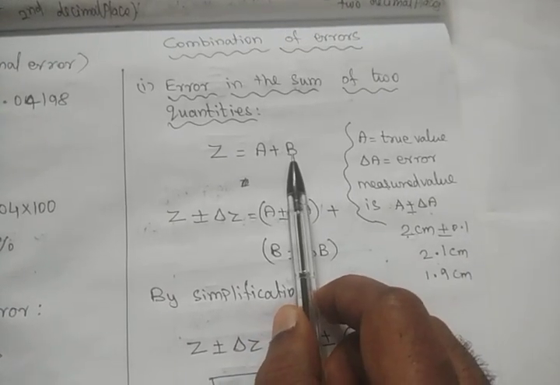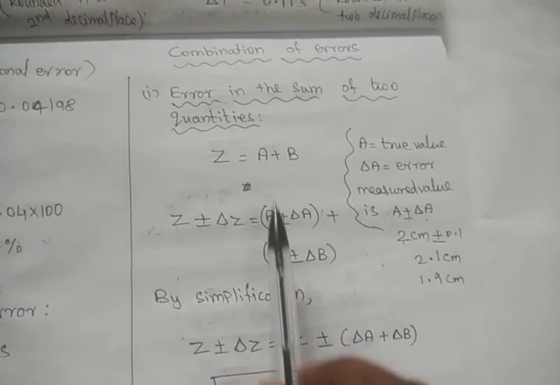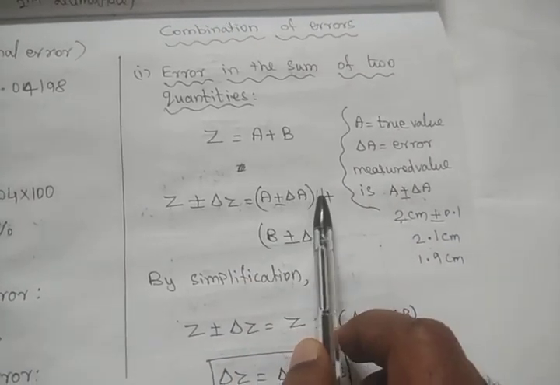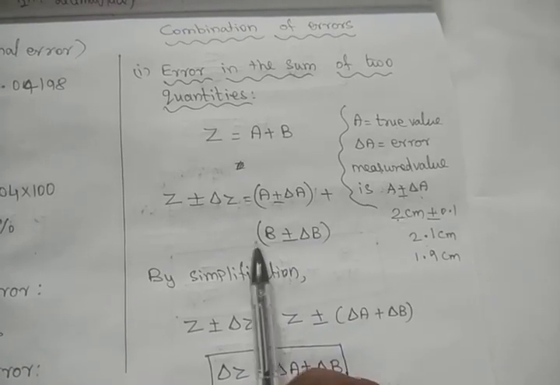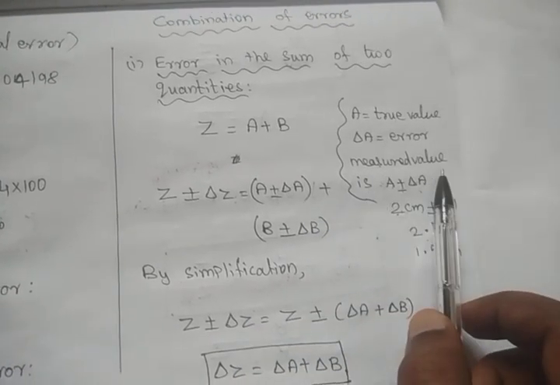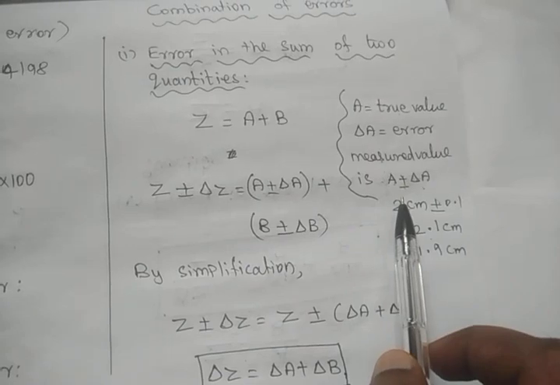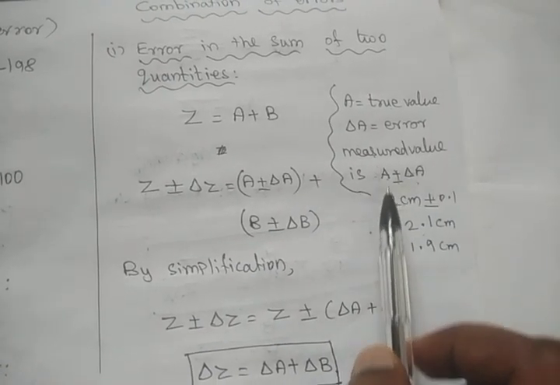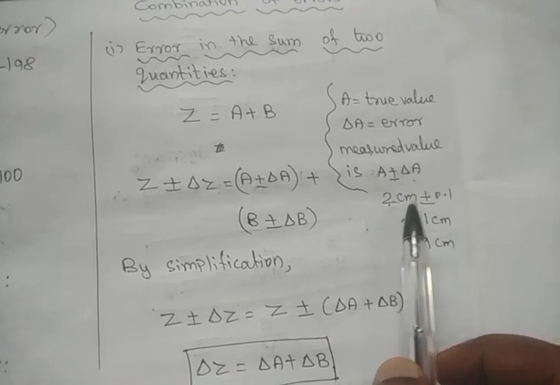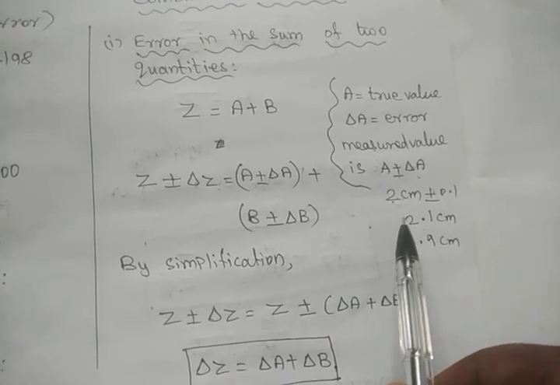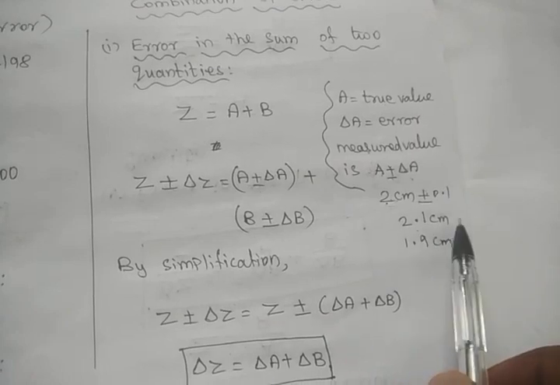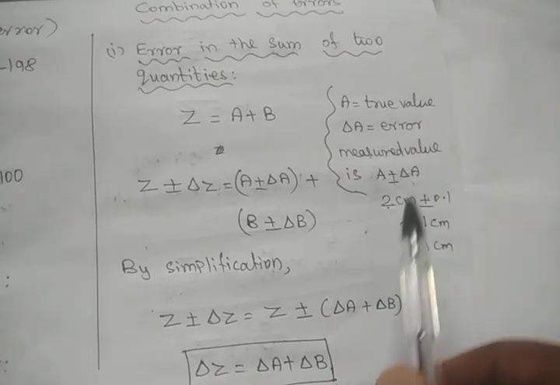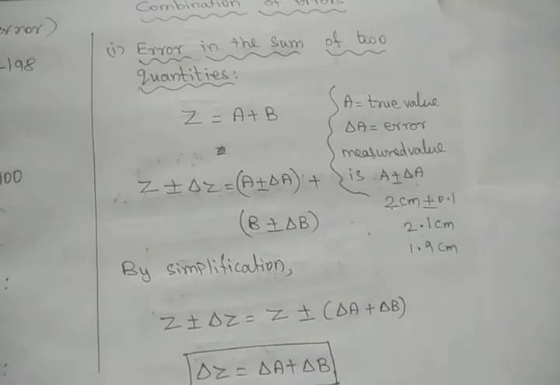B also has some error, that is delta B. If you add these two things, that means the measured value of the first quantity and the measured value of the second quantity. What is the measured value? Measured value means true value plus or minus error. Let us assume that A is the true value. The length of the wire is 2 centimeter, but one of the students observed that the measured value is 2.1 centimeter. That we can represent as A plus delta A, because delta A is 0.1.